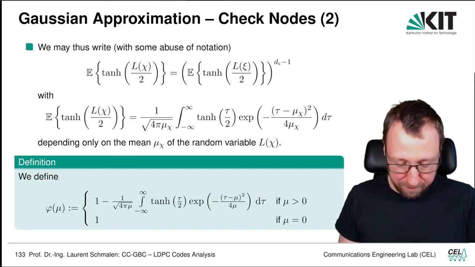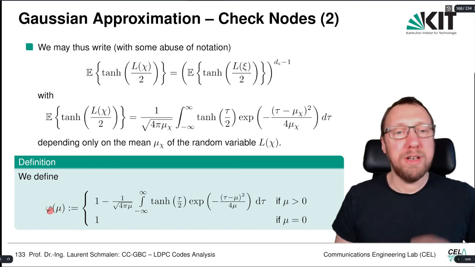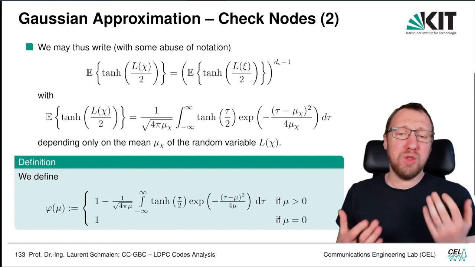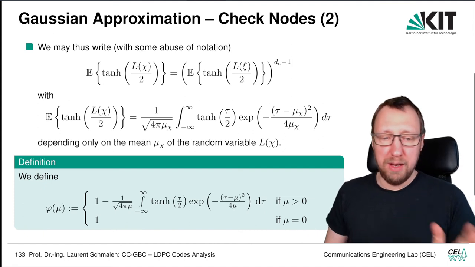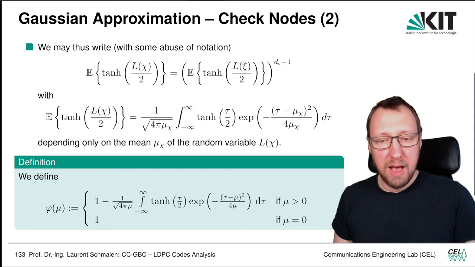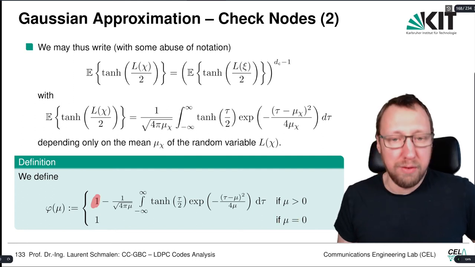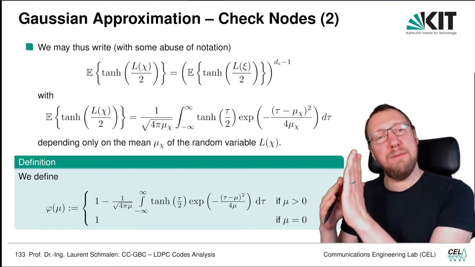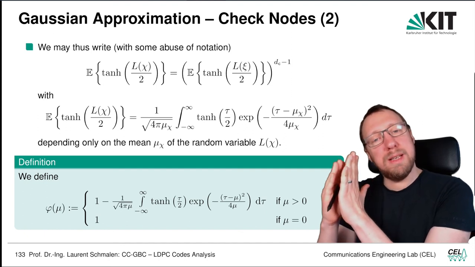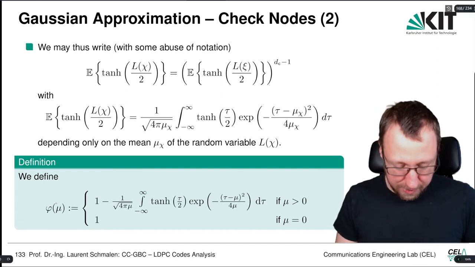So instead of defining the integral directly, we define a function phi of mu, which is 1 minus the integral. We do this because then it resembles a little bit more the case of the binary erasure channel. That's why we use 1 minus here. We define it for mu larger than 0. If mu is equal to 0, this is equal to 1. And mu cannot be smaller than 0, because we start with a mean of mu c and we will always increase the mean. So this is the phi function.